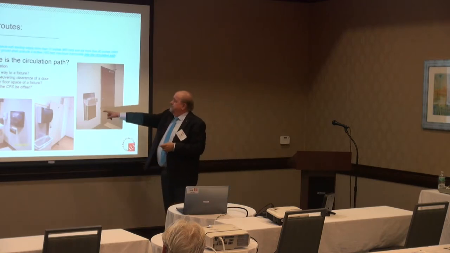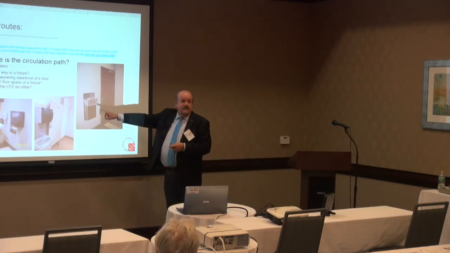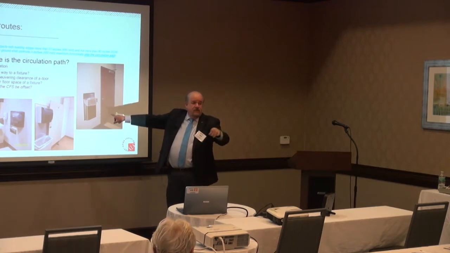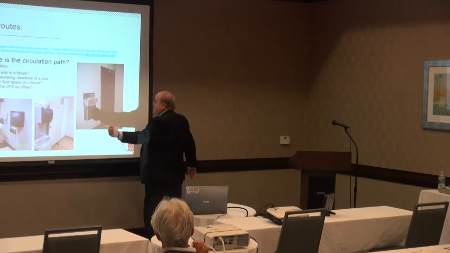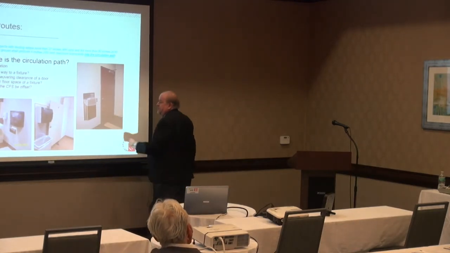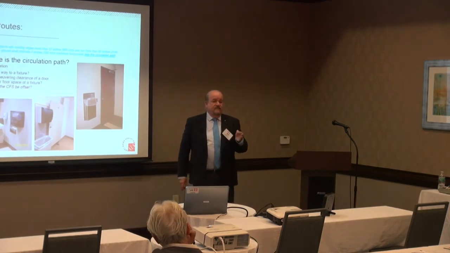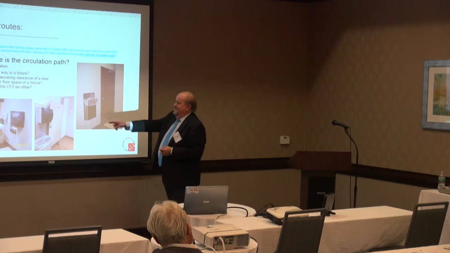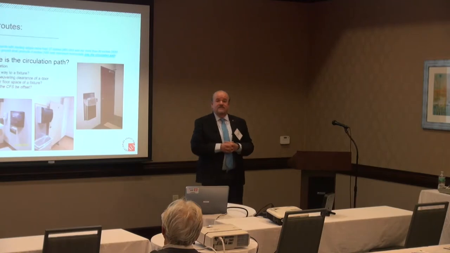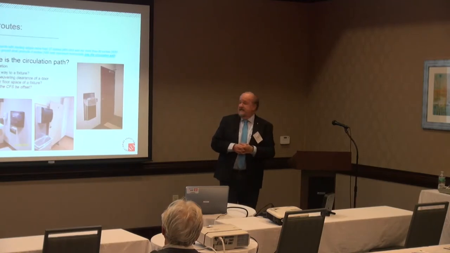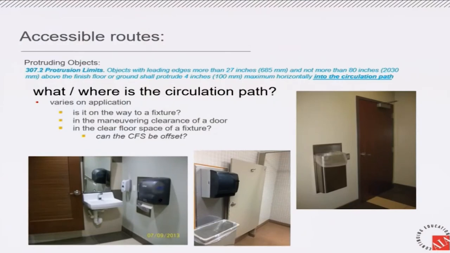Here's one, and there's another one on the next one that makes it even more. Here's that same door again. In this instance, this is clearly in the circulation path and the maneuvering clearance for the door, because that door is a strike side approach. So the user is coming this way. That's the circulation path. If this thing is more than 4 inches, which it is, and higher than 27, it's a protruding object. This one I love. They did put the garbage can under it so that the protruding object issue is resolved, except that's not a permanent trash can. But even though you don't really need the maneuvering clearance for the stall doors like you do for a regular door, in some instances you do, clearly this is in the circulation path to get to that stall.